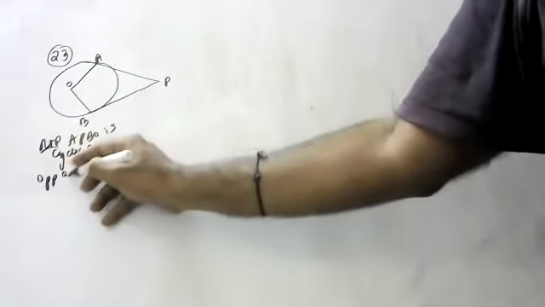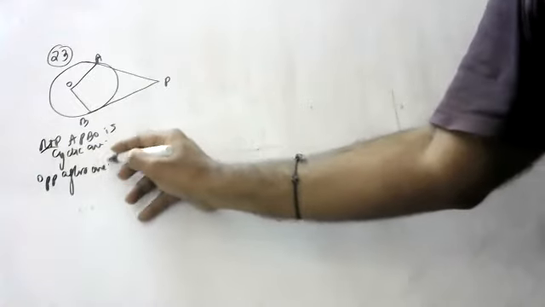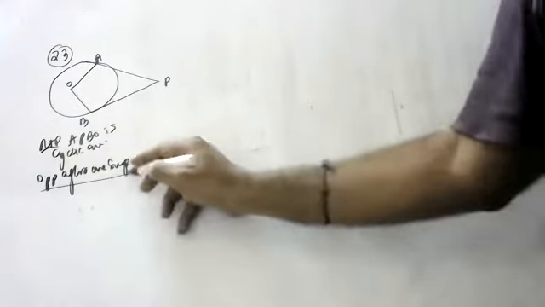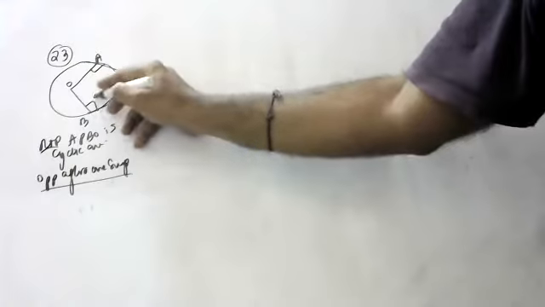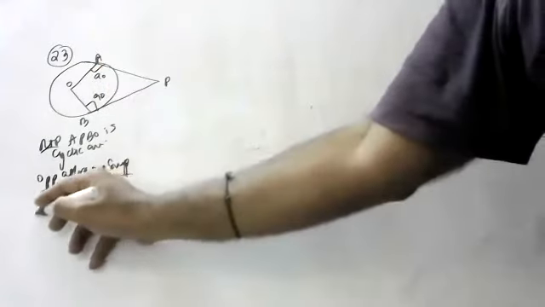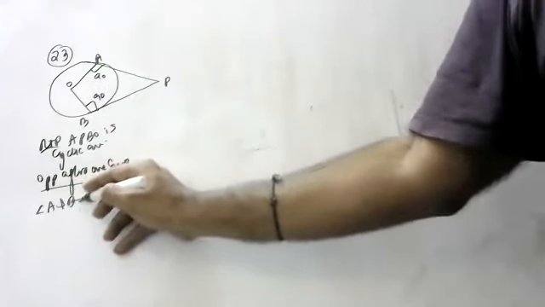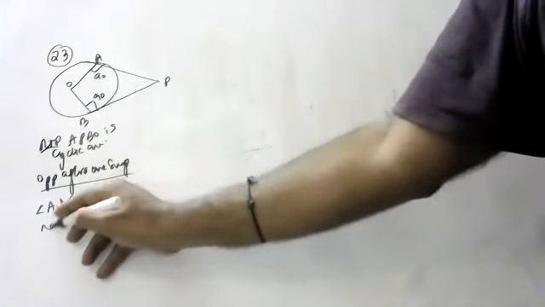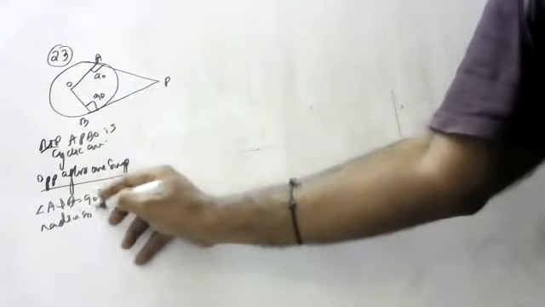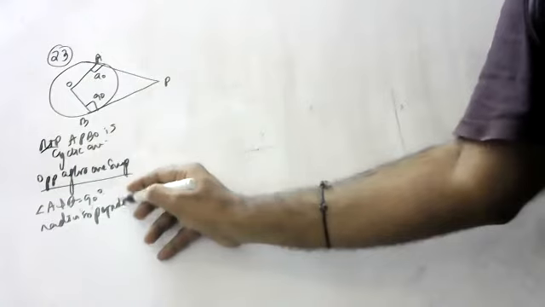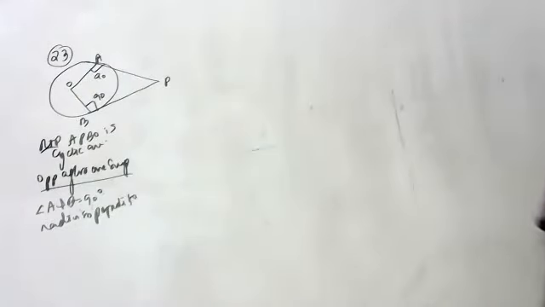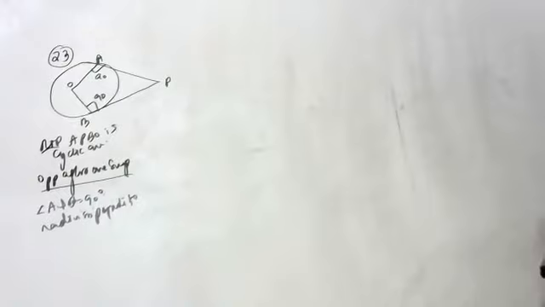What is the condition for a cyclic quadrilateral, children? Opposite angles should be supplementary. We know angle A and angle B are 90 degrees automatically. Why, children? Radius is perpendicular to the tangent. Always radius is perpendicular to tangent. We know that condition, we need not prove it separately. So both of these are 90 degrees.